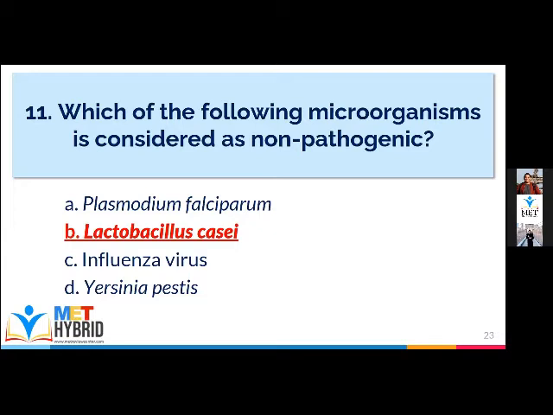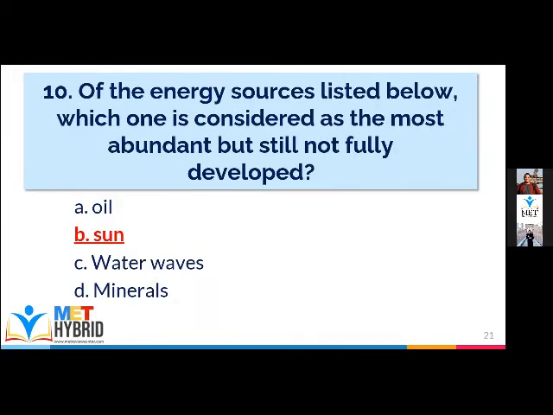When you say pathogenic, that's disease causing. Anyway, for letter A, Plasmodium falciparum, A, C, and D are pathogenic. They cause diseases. Now, let's go to letter A. Ano po yung 10? 10 is letter B, sun.